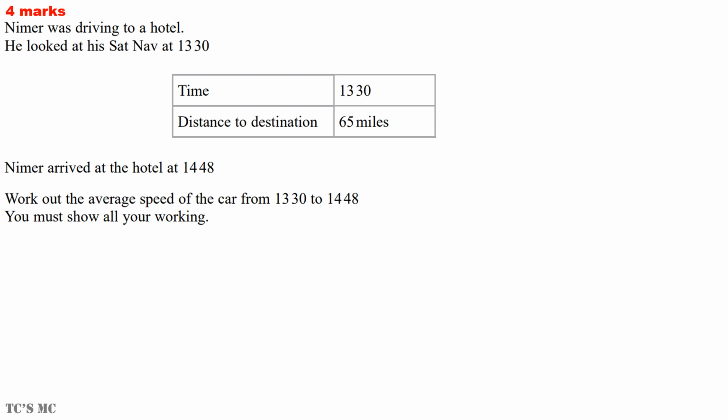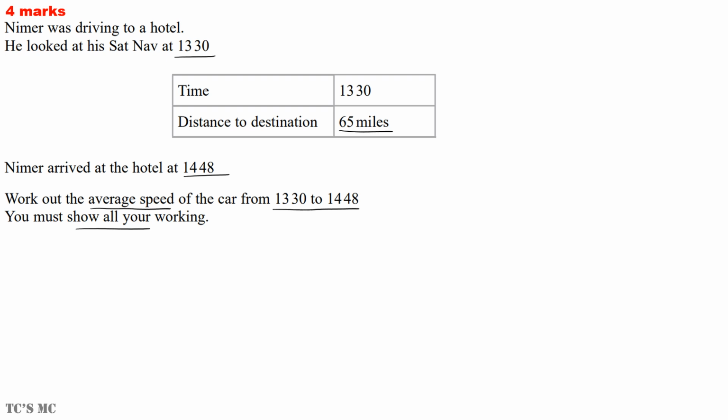Nima was driving to a hotel. He looked at his sat-nav at 13:30. So from 13:30 he still needs to drive 65 miles. Nima arrived at the hotel at 14:48. Work out the average speed of the car from 13:30 to 14:48. You must show all your working.